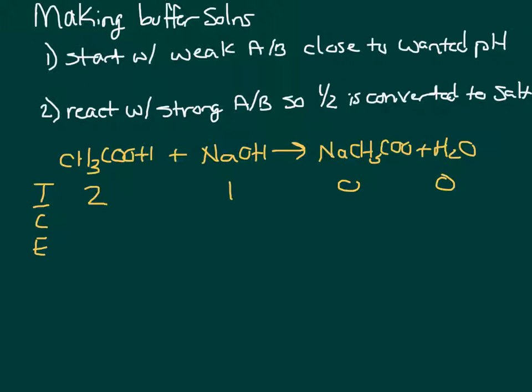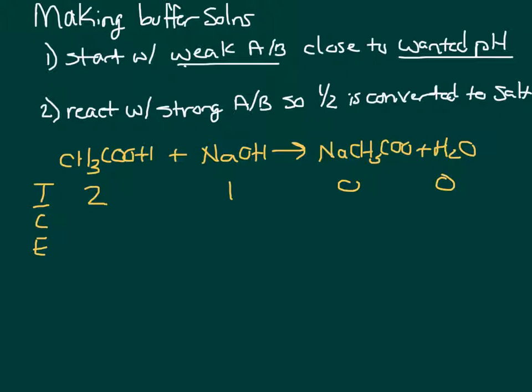So how do we go about making these buffer solutions? First, you want to start with the weak acid or base that is close to the wanted pH. Like in the previous example, our buffer solution had a pH of 4.74. That means we are working with a solution that had a pH of 4.74. The second thing we want to look to is react. We want to react with a strong acid or base, so half is going to be converted to a salt.